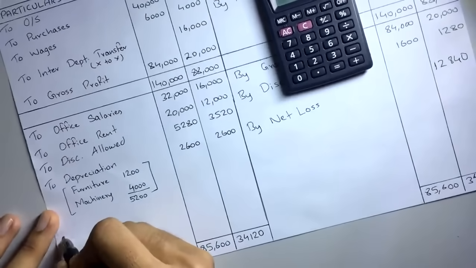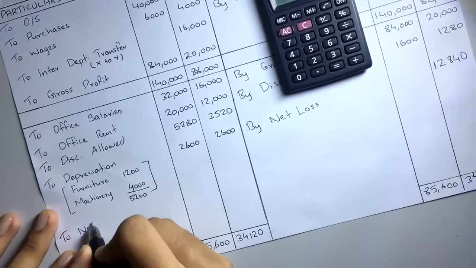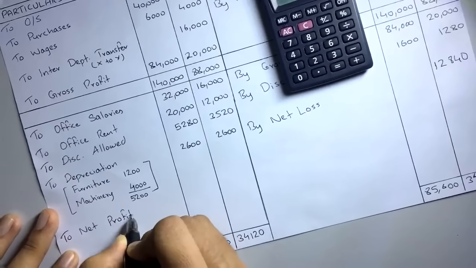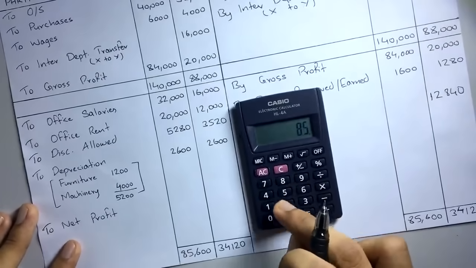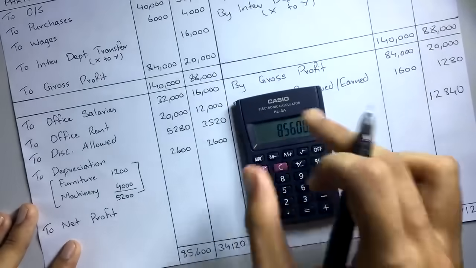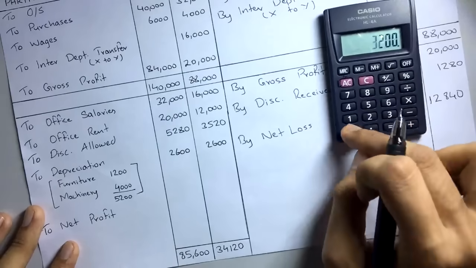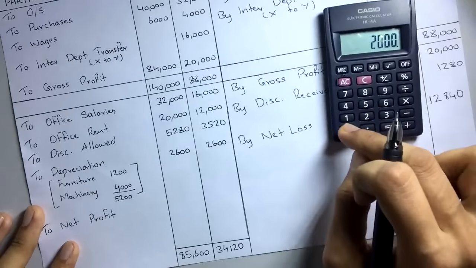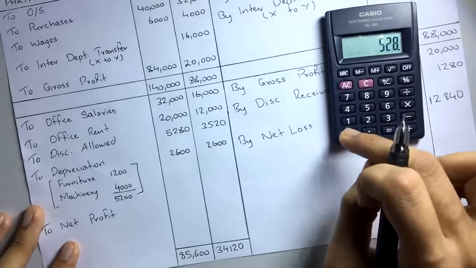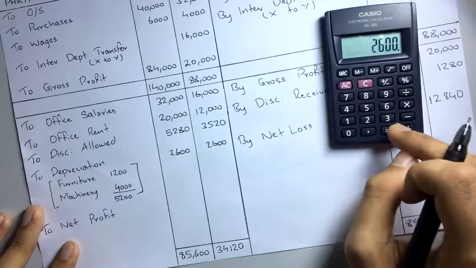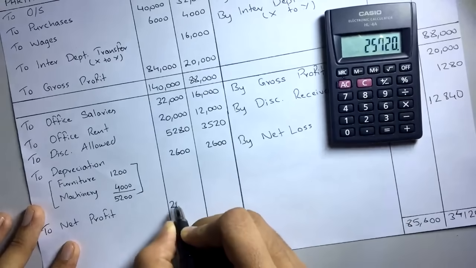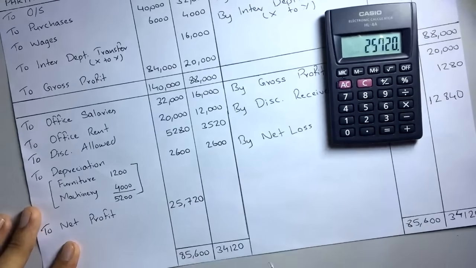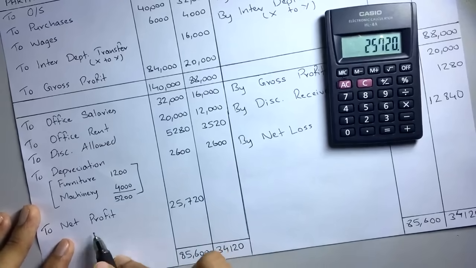And here too, of course here it will be net profit, is already calculated, right? So here let's see, 85,600 minus first figure 32,000, then 20,000, then 5,280, then 2,600, that is equal to 25,720 profit. Okay, 25,720 is the profit. All right, simple. So we found out the net profit and we found out the net loss.